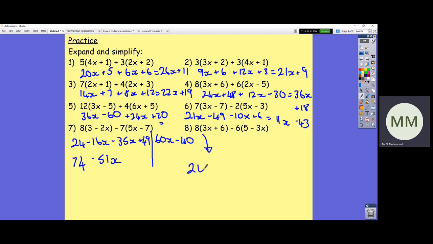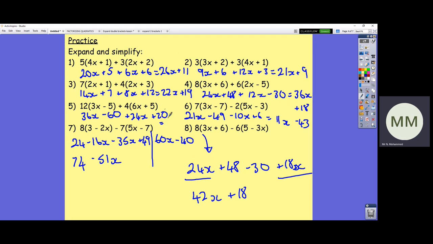8 times 3x is 24x. 8 times 6 is 48. Minus 6 times 5 is minus 30. And then I got a plus 18x at the end. I'll simplify by adding my x's first, and I get 42x. 48 minus 30 is 18. That would be my answer.